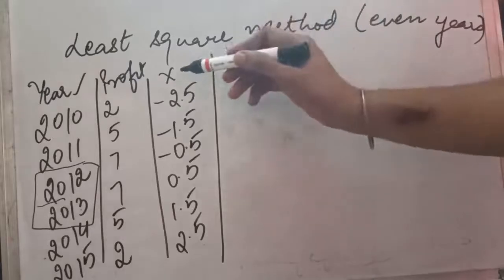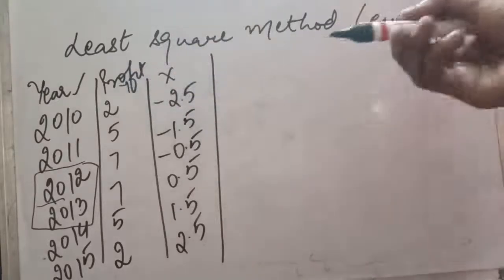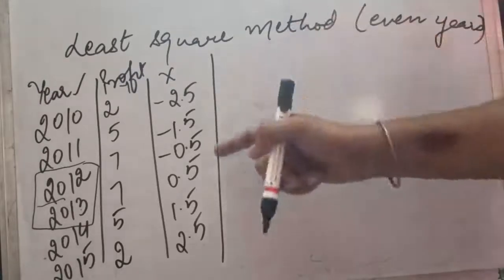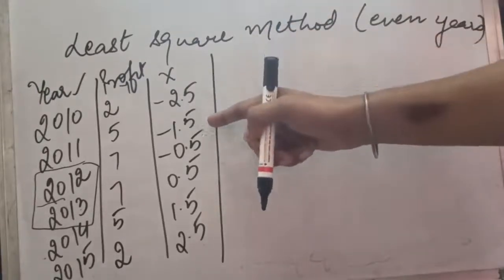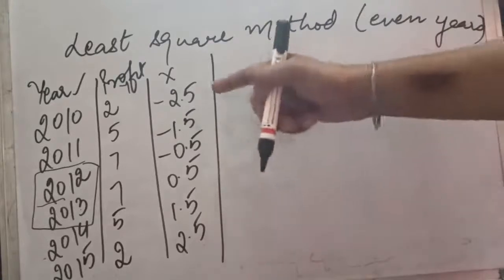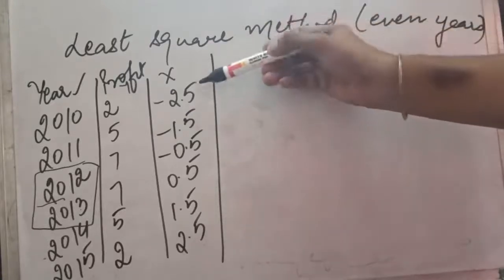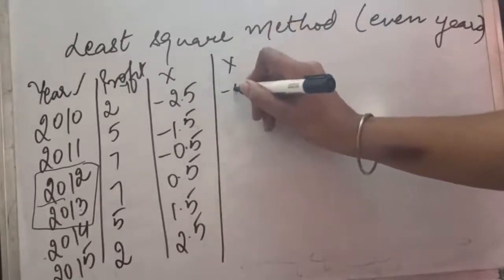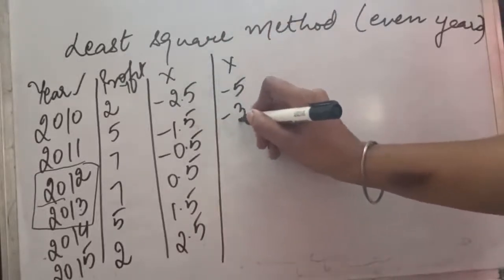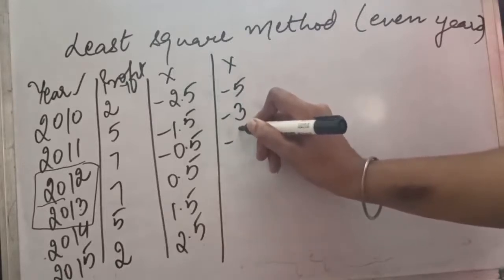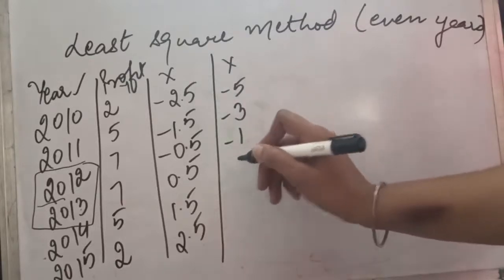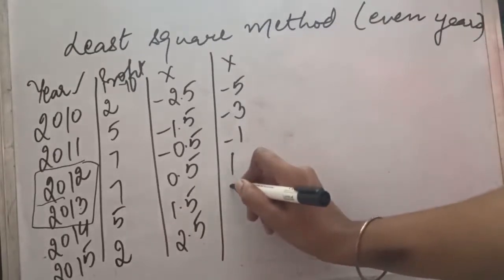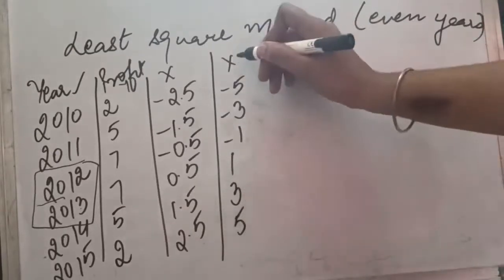So now I have got my X, this is my Y. As we have gone with the previous method, we can move ahead with that. Another thing we can do here is multiply the entire X with any element, for example by 2. So if I multiply it by 2, my X will be minus 5, minus 3, minus 1, then again 1, 3 and 5.